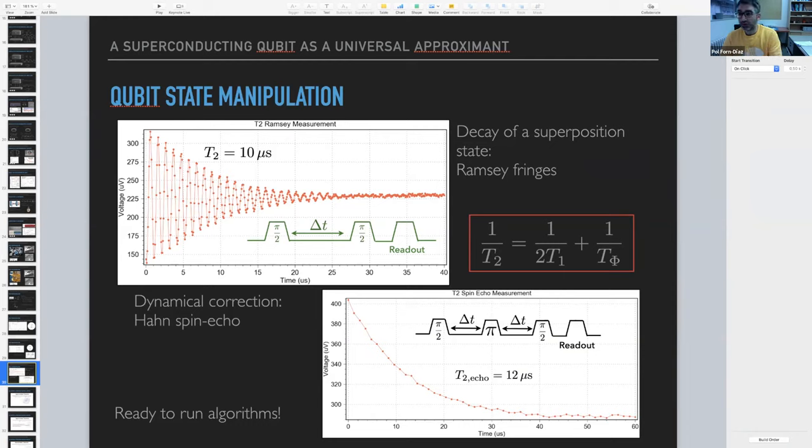There are many, many more tricks, but essentially this device is ready to run an algorithm.